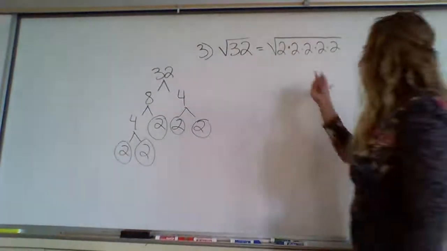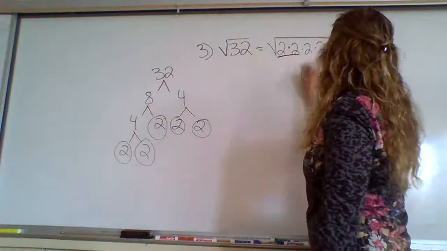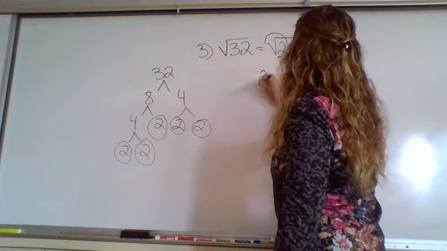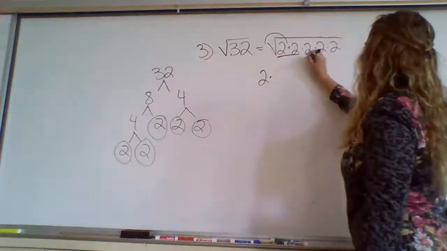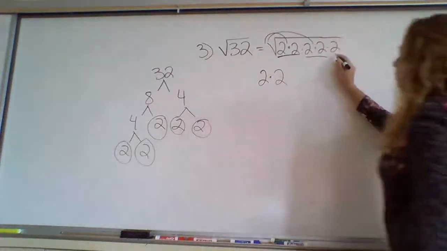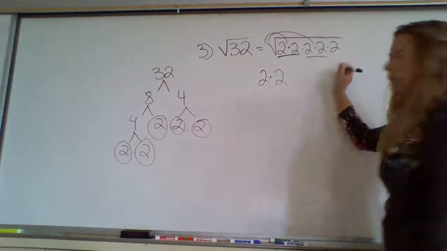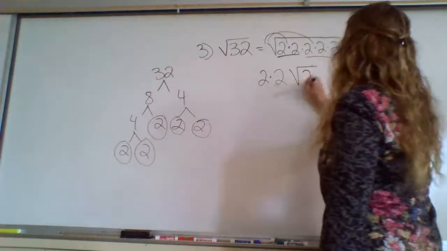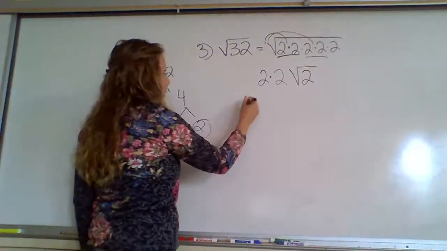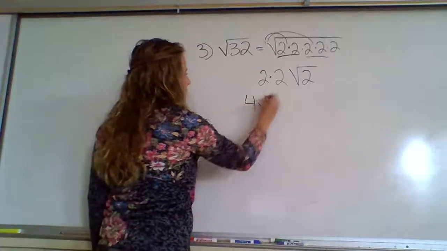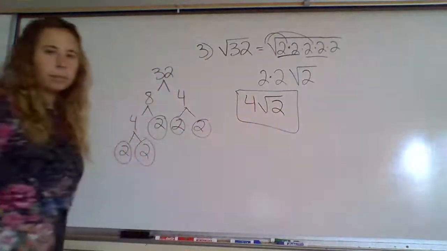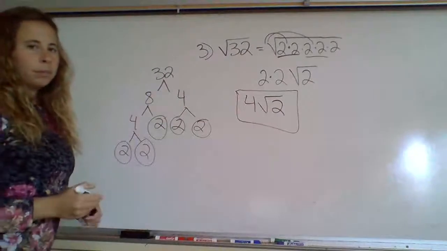Groups of 2. So I have 2 2s. So I'm going to pull out a 2. I have 2 more 2s, so I'm going to pull out another 2. And then this last one, he's all by himself, so he stays underneath. So then 2 times 2, 4 times the square root of 2. And that would be your final answer.